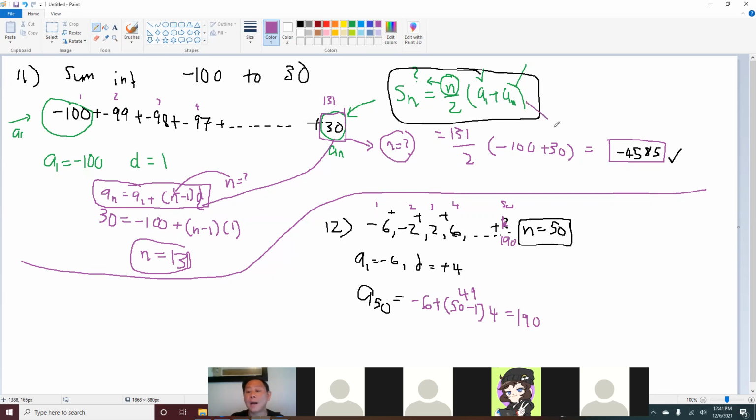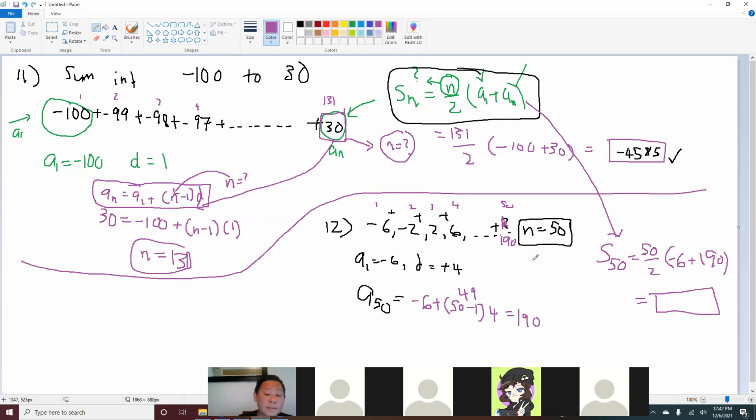So now we can plug into this formula. We are looking for the sum of all these 50 terms because you add all of this up to 50. N in this case is 50, so 50 over 2. A1 is the first term, -6. And A50 is the last term that we have here, 190. And you get your answer. So this is not too difficult.